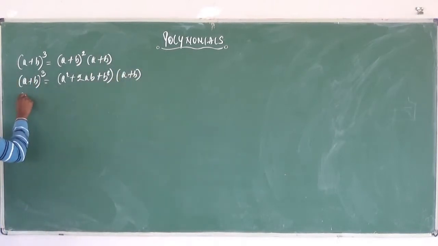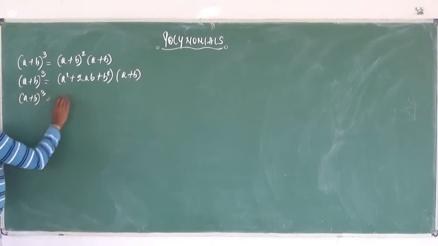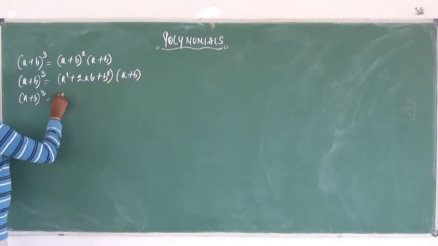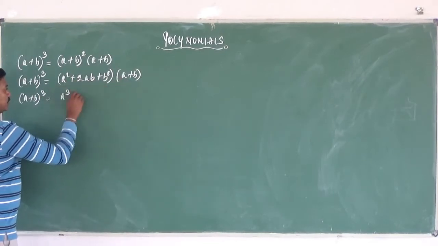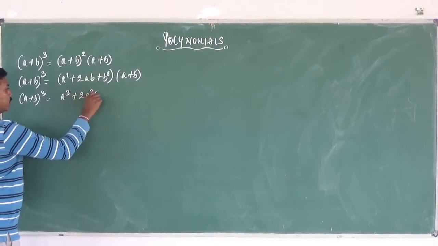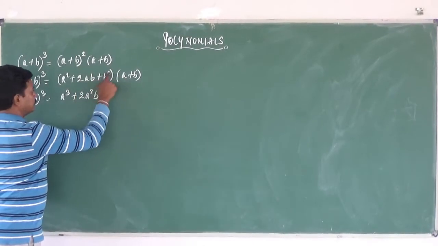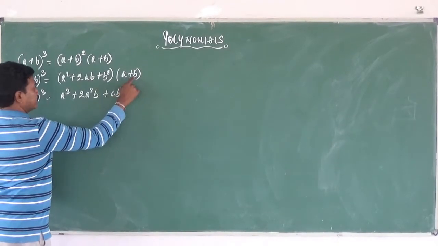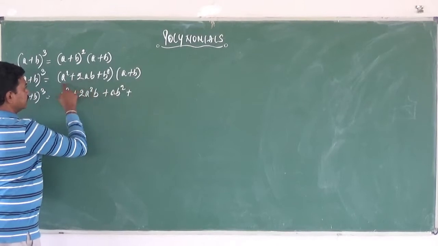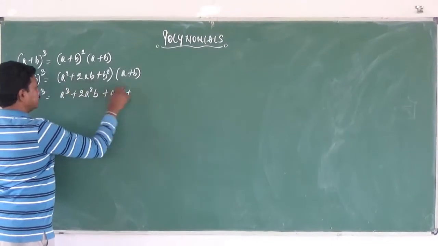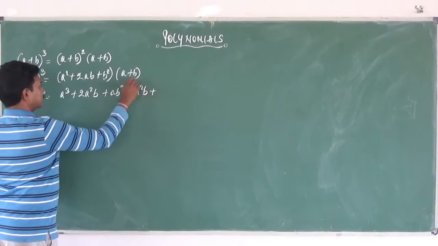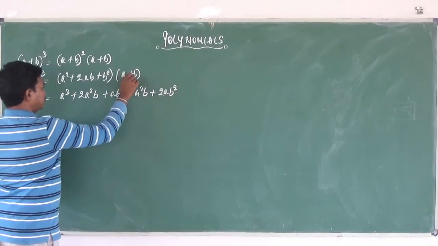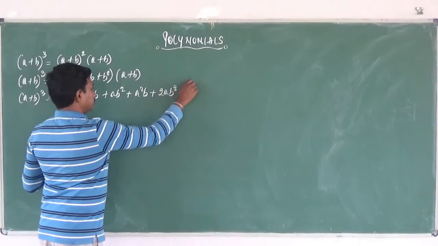Right. So (a + b)³ is equal to, we will multiply this trinomial with this binomial. a into a² is a³, a into 2ab is plus 2a²b, plus a into plus b² is plus ab², plus again from this monomial we will multiply all the 3 terms again. So b into a² is a²b, plus b into 2ab is 2ab², plus b into plus b² is plus b³.